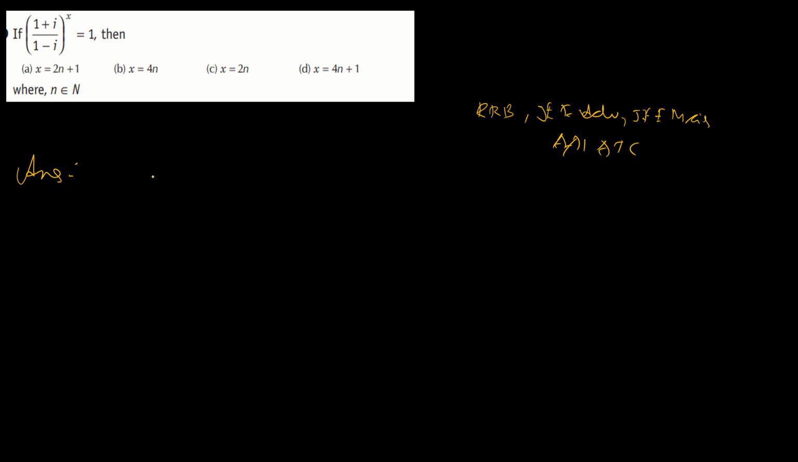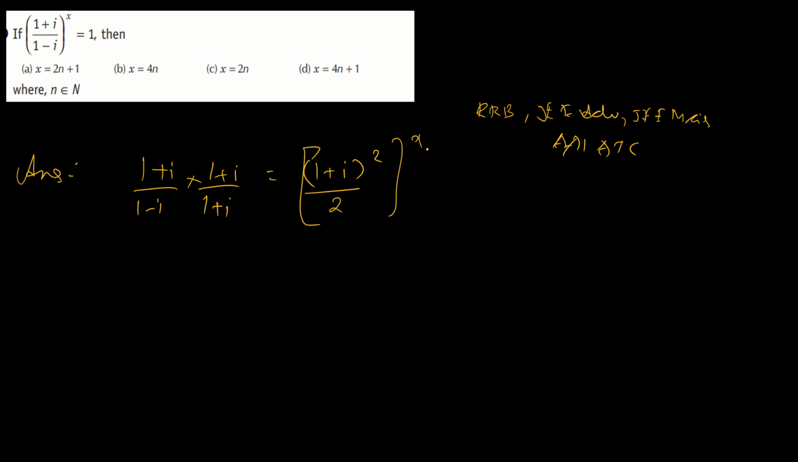So what do we have to do first? We have to equate with the help of the conjugate. That is (1 plus i)/(1 minus i) into (1 plus i)/(1 plus i). That is equal to (1 plus i) the whole square divided by (1 minus i square), which is 1 plus 1, that is 2, the whole raised to x. Let's expand this: 1 plus 2i plus i square divided by 2, the whole raised to x equal to 1.